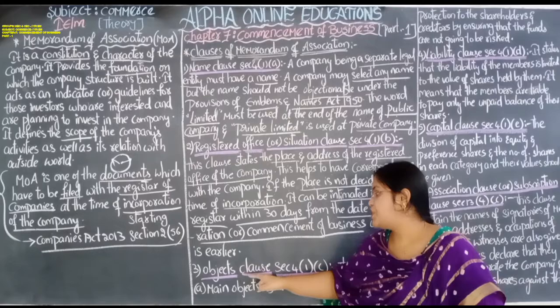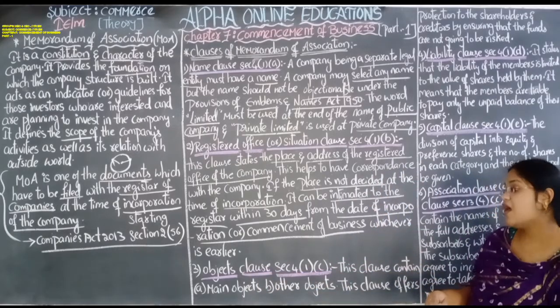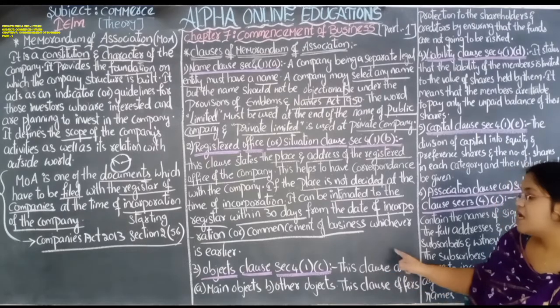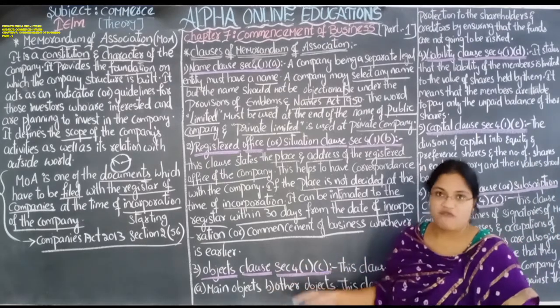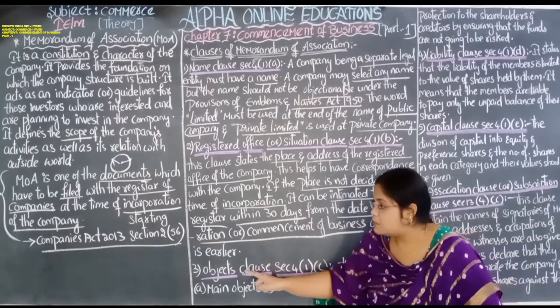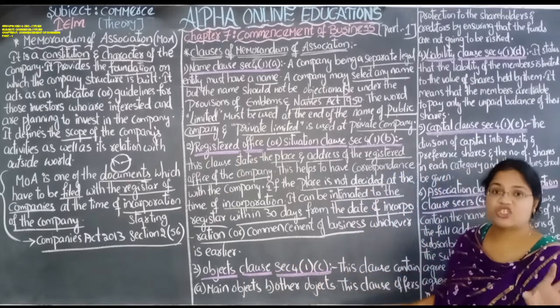Next, the objects clause, Section 4, Subsection 1C. This clause contains two types of objects.